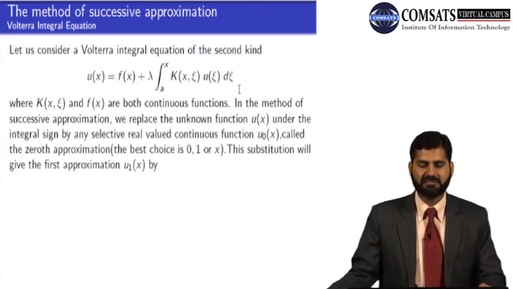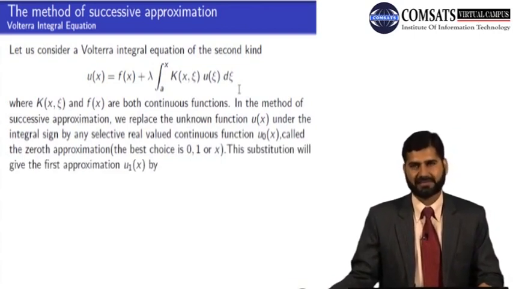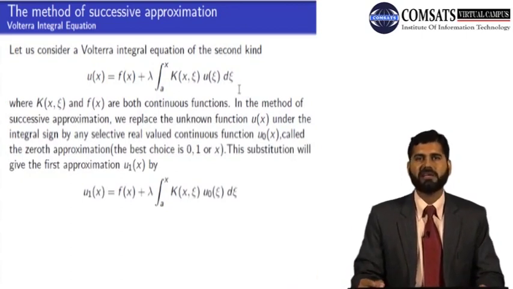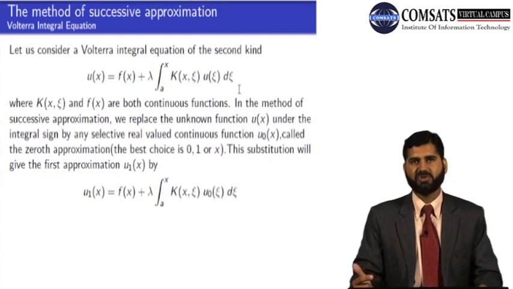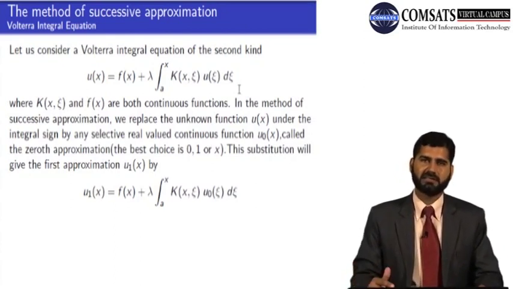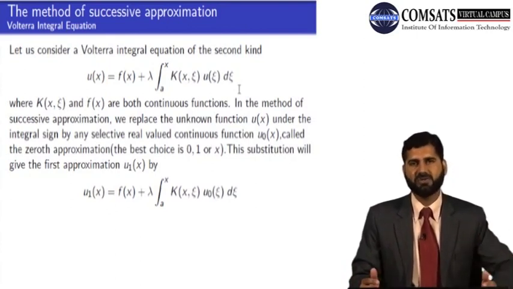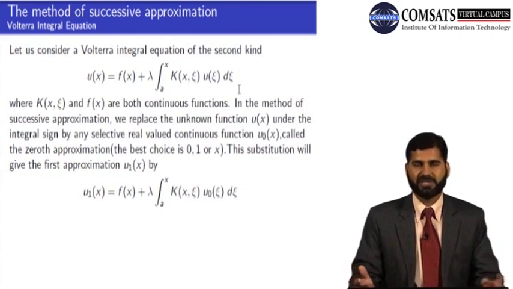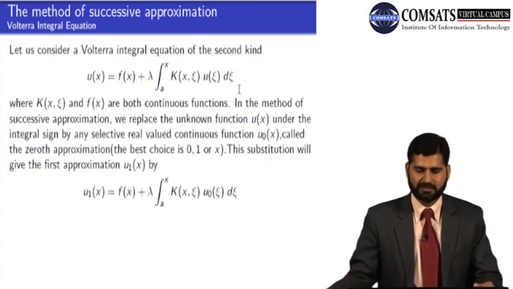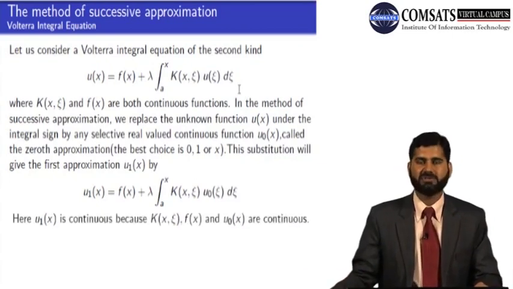This substitution will give the first approximation u1(x) by this formula. You see, on the right hand side, we replaced u(ξ) with the function u0(ξ). When we do that and solve it, we get u(x), but we don't call it u(x), we call it u1(x). So this is our first order approximation now. From u0(x), you got u1(x). Now from u1(x), you will get u2(x).